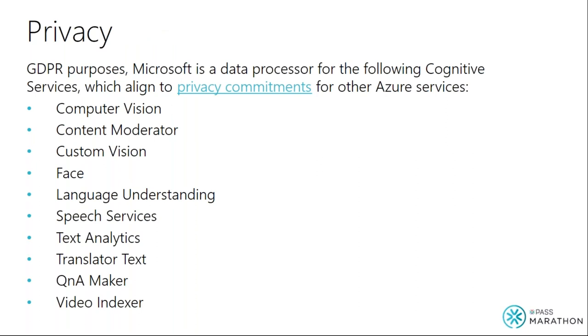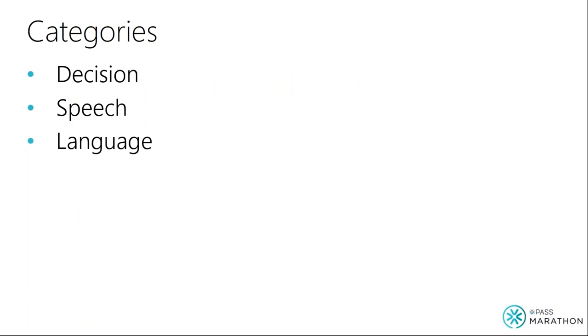When we need to talk about privacy, pretty much all the generally available Azure Cognitive Services are covered with GDPR and many other certifications. There are a few main categories within Azure Cognitive Services. We have decision, speech, language, search, and finally, the one that we're going to cover today, that is vision. Within each category, there are subcategories, and each subcategory has different APIs.